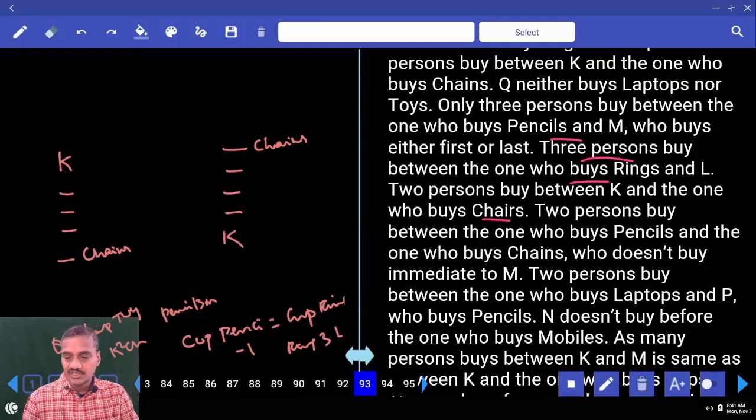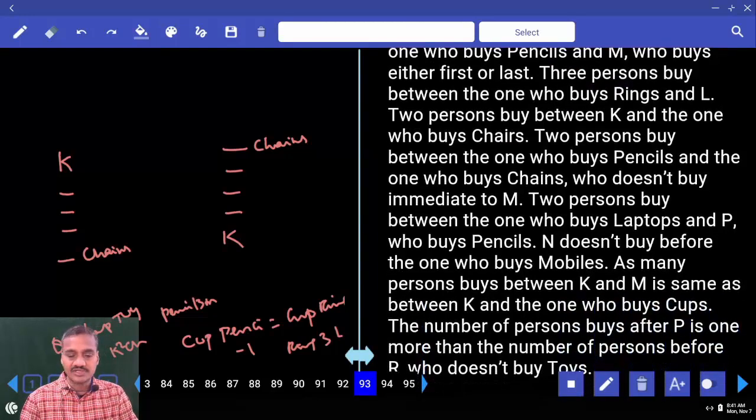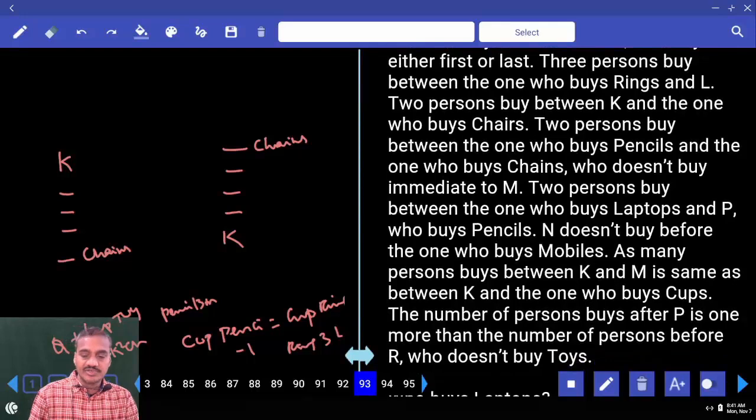And next one. And 2 persons buy between pencil and the one who buys chains. Now between pencil and the one who buys chains, there must be exactly 2 persons. Now can we have pencil at this place? Pencil, and 2 persons between chain and pencil. Now 2 persons between pencil and the one who buys chains. And chain does not buy immediate to M. Chain is not immediate to M.